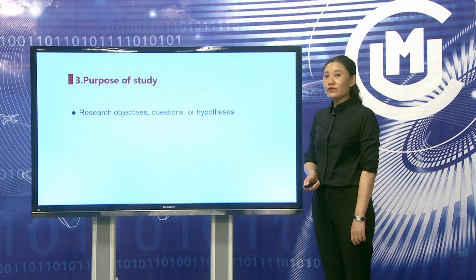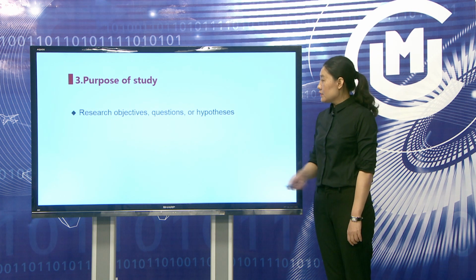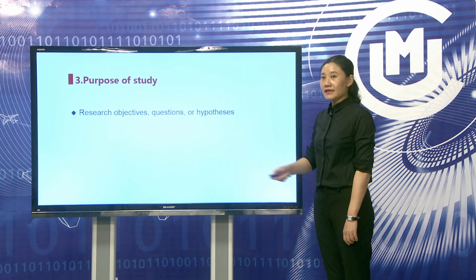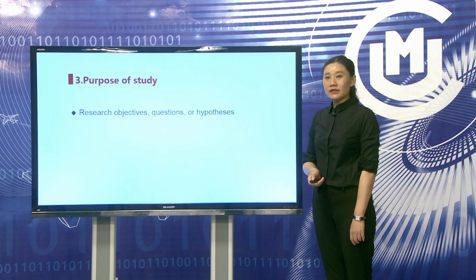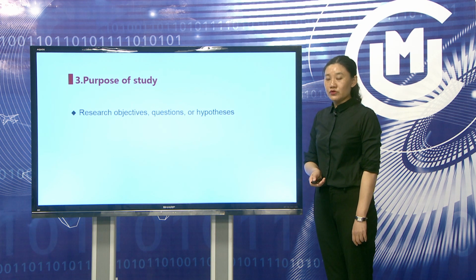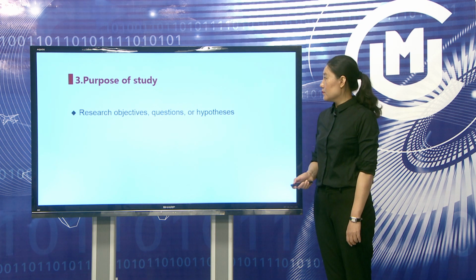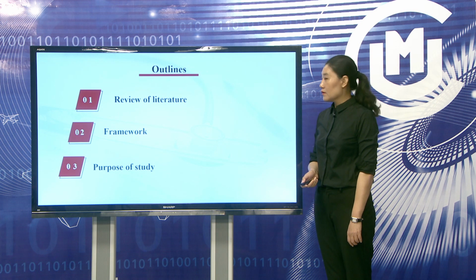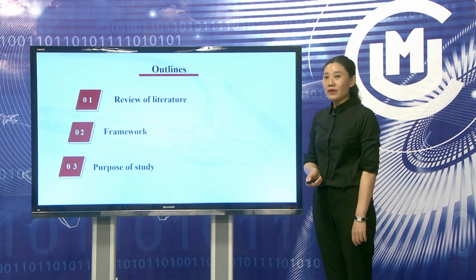Following the review of literature and the framework, the objectives, questions, or hypotheses that were used to direct the study often are stated at the end of the literature review. Depending on the type of research report, the review of literature and framework might be separate sections or separate chapters, as in a thesis or dissertation.